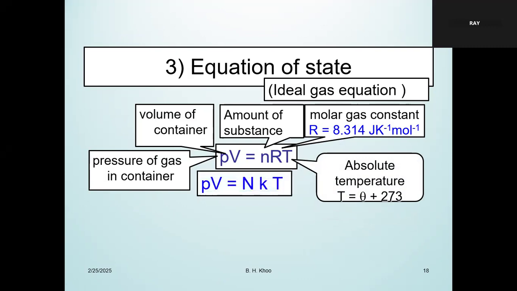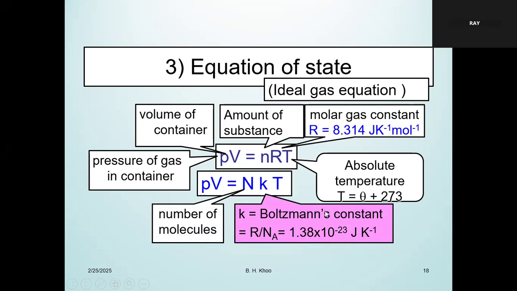Right, so this formula you must know how to use it. This is the number of molecules, and k is Boltzmann constant, which is R divided by Avogadro's constant. This value is also given in your data sheet.